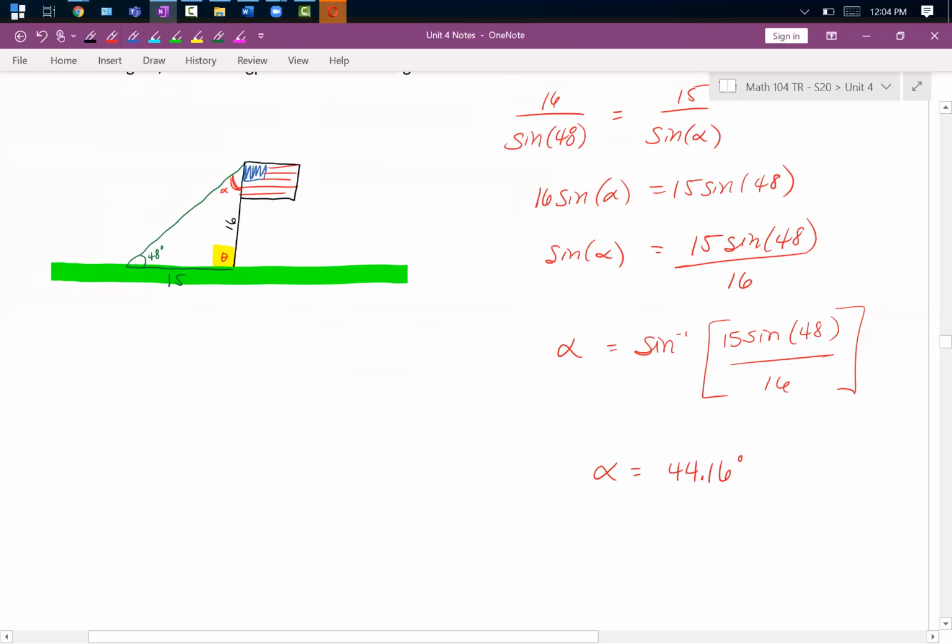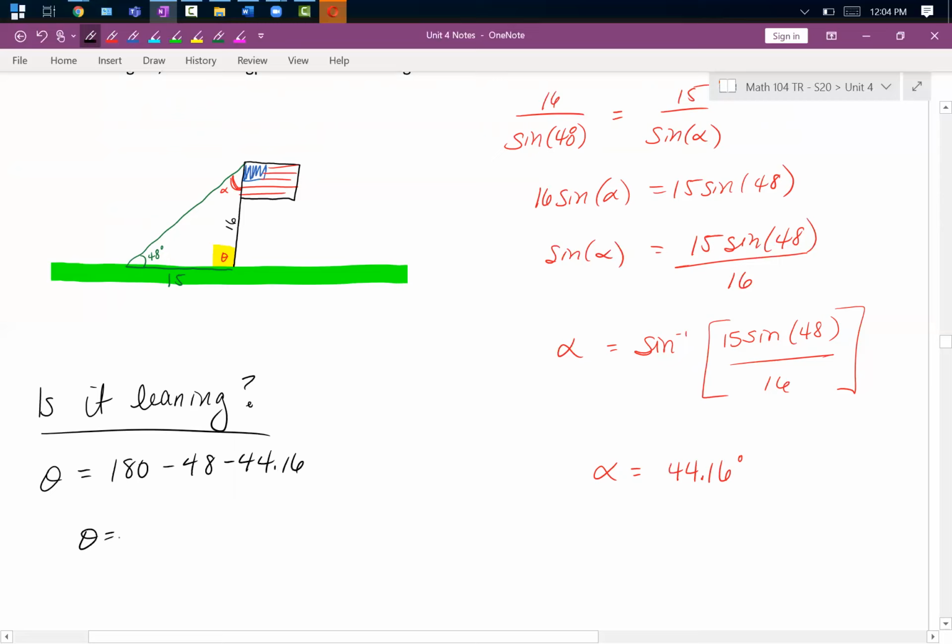All right, let's determine if it's leaning now then. So theta is going to be 180 minus 48 minus 44.16. That gives us theta being equal to, what's that, 87.84. So is it leaning? Yes. Sure is.